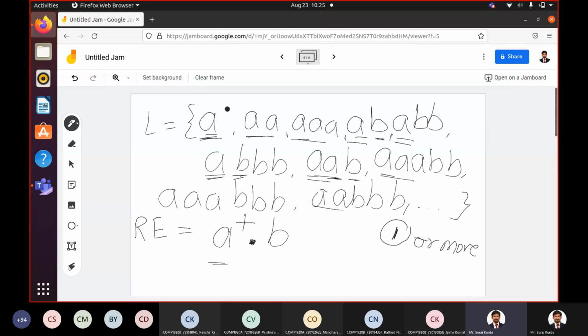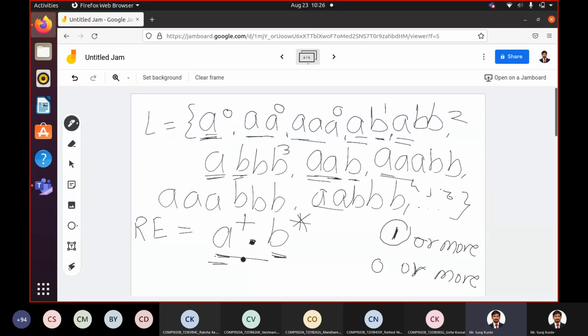Now B is repeated. Here it is 0 times, here it is again 0, here it is 0, 1, 2. It can be 3, and so on, 4, 5, 6, any number of times. So the minimum number of times it is repeated is 0 or more. Which operator? Kleene closure. It will be a Kleene closure. So A plus followed by B star. A is repeated one or more times, followed by B repeated 0 or more times.